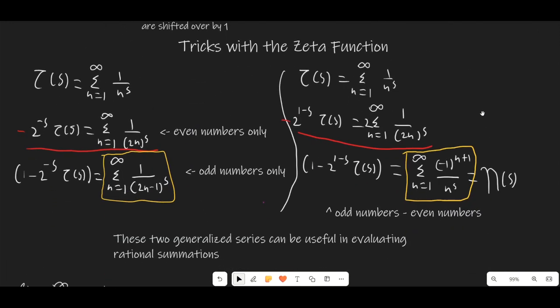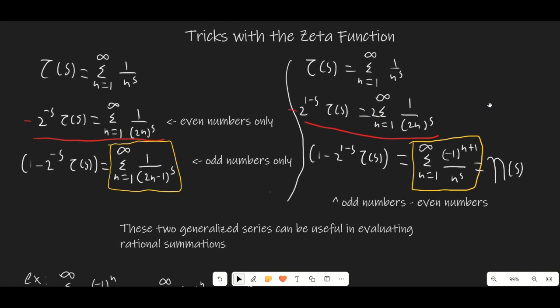There are a few nice tricks that we can use with the zeta function to derive values of other infinite series. So, for example, if we take zeta of s equals the sum from n equals 1 to infinity of 1 over n to the s, and then we multiply by 2 to the negative s, notice that we now get 1 over 2n to the s. And the sum from n equals 1 to infinity of some function of 2n is just going to take the values of all the even numbers.